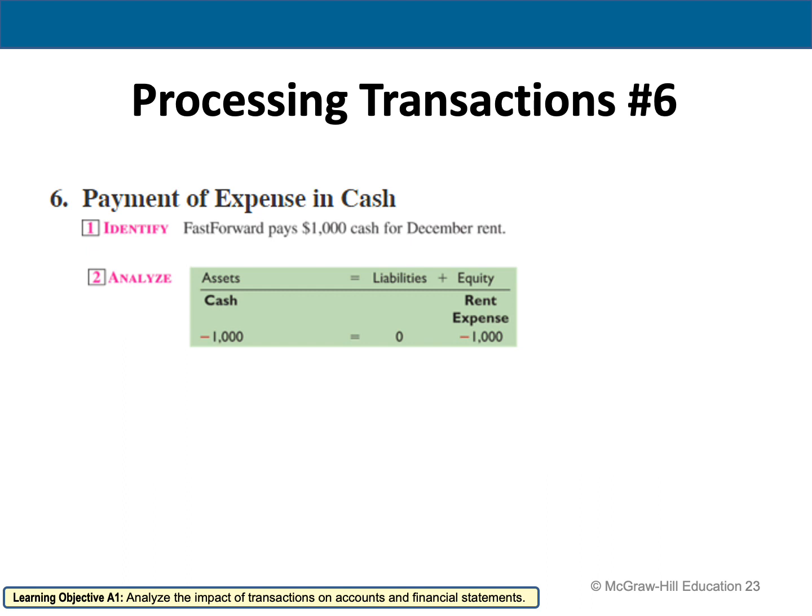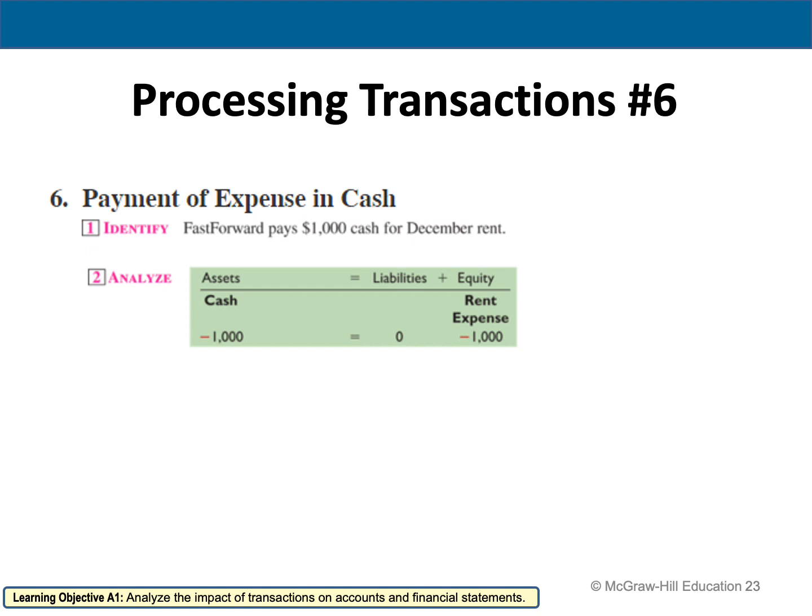Yes, it's decreasing because it will decrease the equity, but in general, the expenses are going to increase. Now, for step 3, I have to record the journal entry. Now, as I said earlier, the cash here is decreasing. So if the cash is decreasing, it means that I have to record it on the credit side.